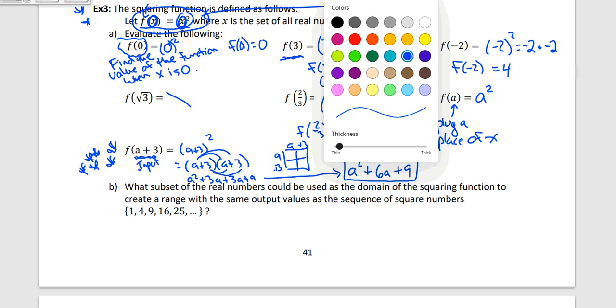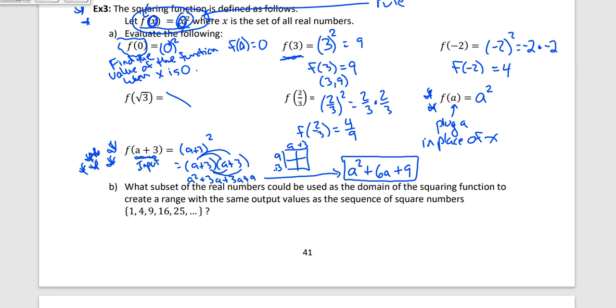Remember we talked yesterday that a fancy word for input is domain. So they're asking what could you use as the input in order to get this output. So what number would I plug in to get out a 1? What number would I plug in to get out a 4? What number do I plug in to get out a 9? What number do I plug in to get out a 16? What number do I plug in to get out a 25?